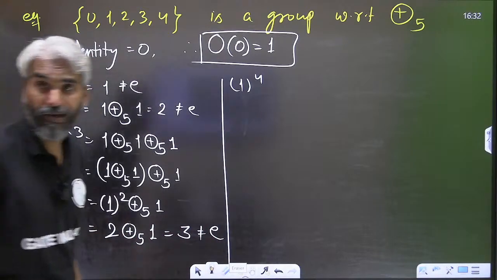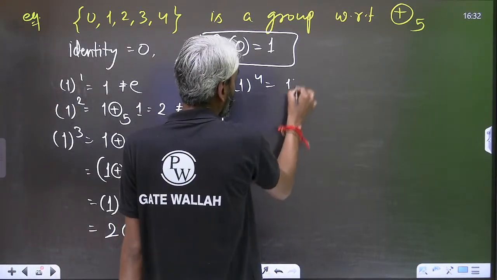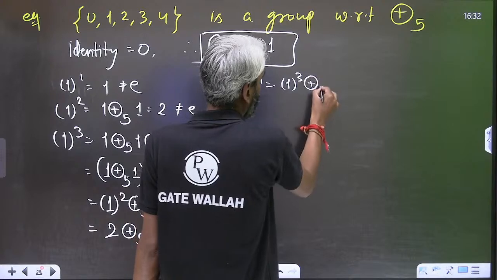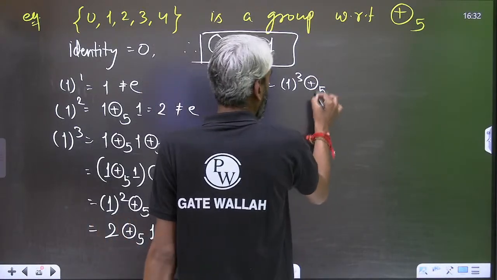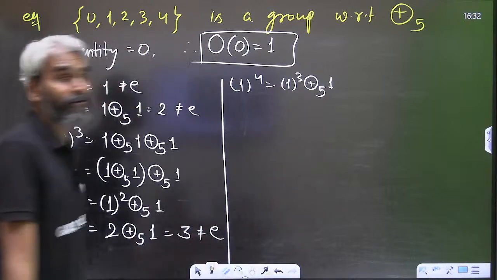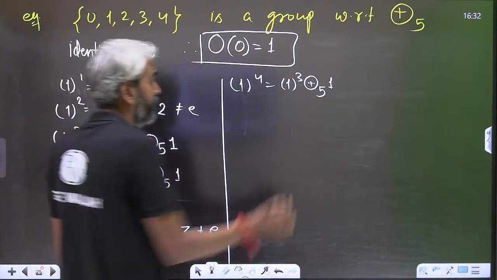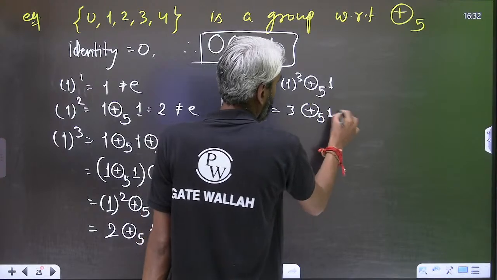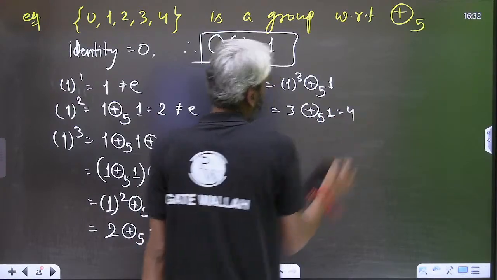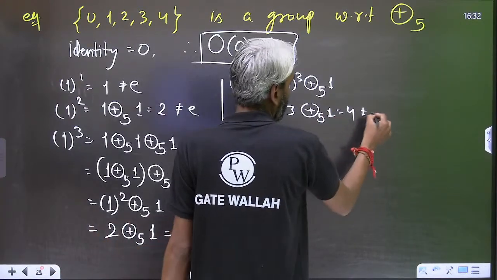So 1 raised to the power 4 can be written as 1 raised to the power 3 addition modulo 5, sorry, not 4, addition modulo 5 with 1. So 1 raised to the power 3 is nothing but 3. So it's 3 addition modulo 5 with 1. 3 plus 1 is 4, divided by 5, remainder 4, which is not the identity element.